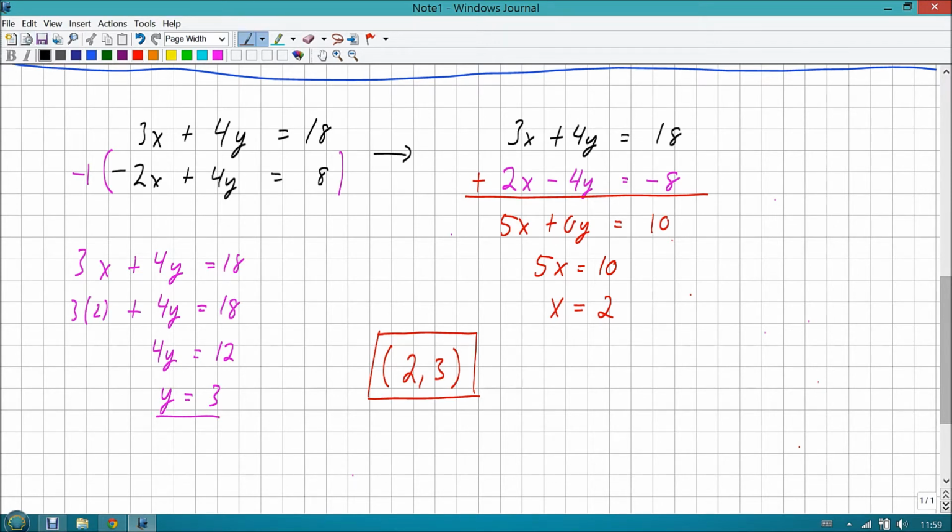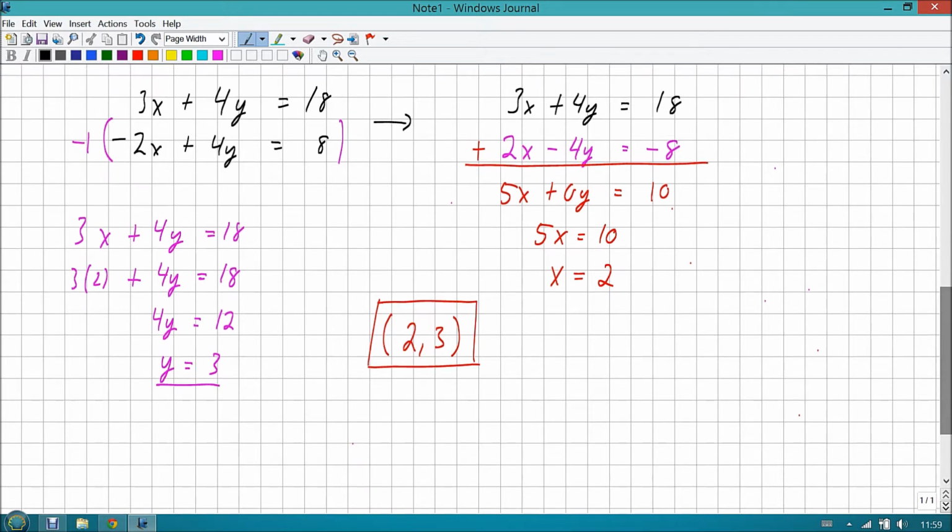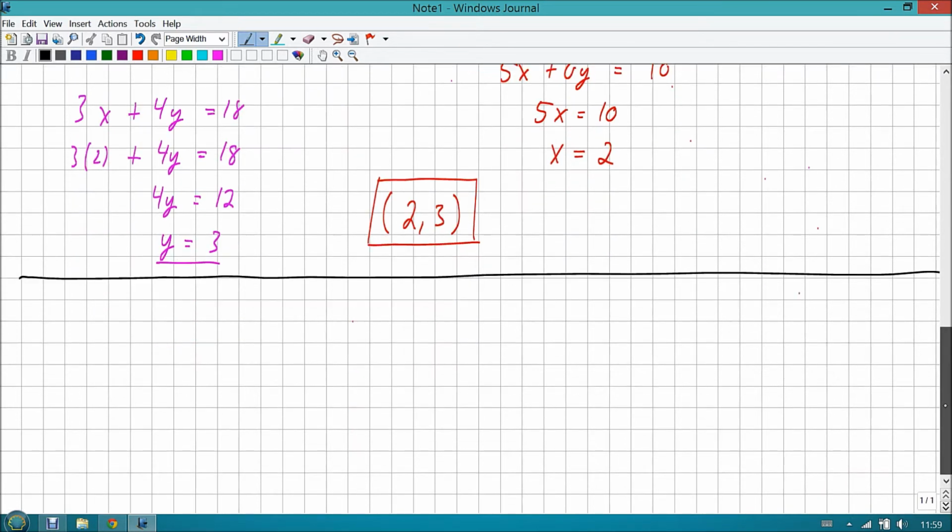Which brings me to the next point. What are the rules of the elimination method? What are we allowed to do? What are we not allowed to do? So here's rule number 1. You may multiply a row by a number.